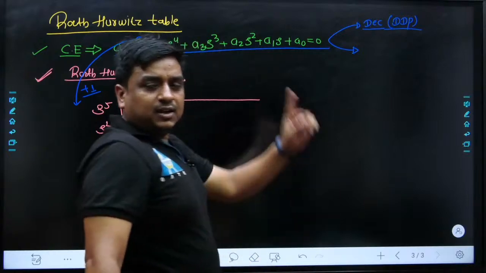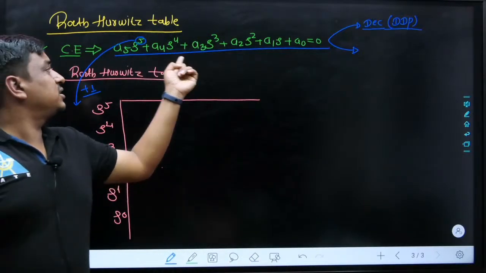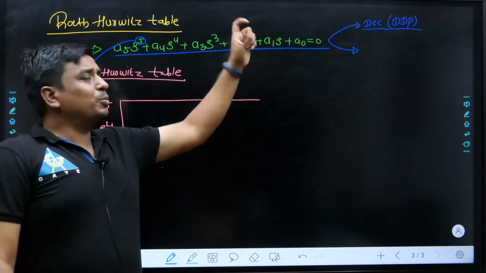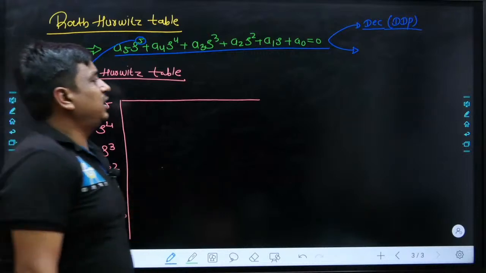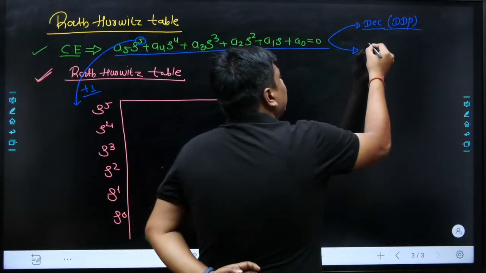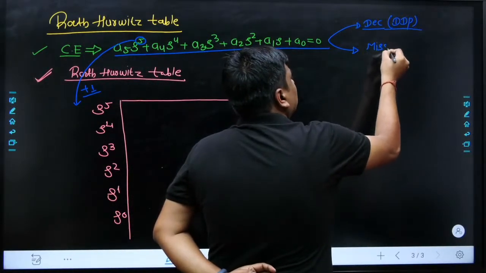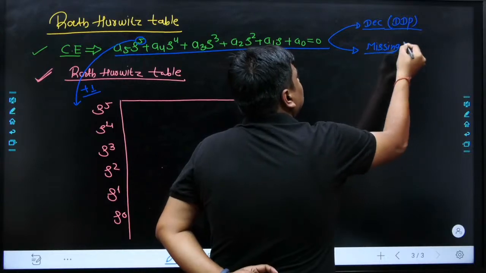Yes, like the first one was 5, then 4, then 3, then 2, then 1, then 0. This should not be shuffled, that's the first thing. Secondly, there should not be any missing coefficient.